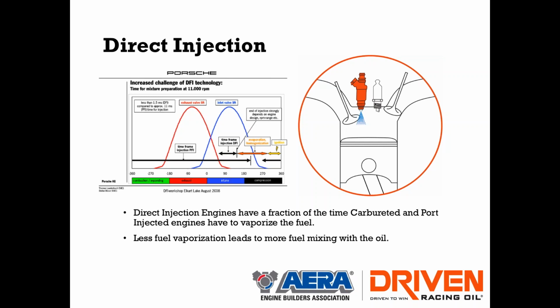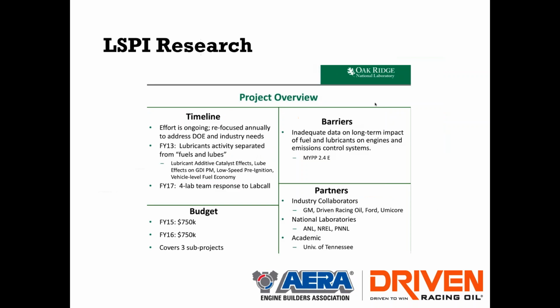So that's the real fundamental thing I want everybody to keep in mind here: these DI engines, while they're incredibly efficient and the high pressure injection does a great job at atomization, when you have low engine temperature and low engine speeds, there's a low amount of time for the fuel to vaporize, and we end up with higher levels of fuel dilution. That's one of the real contributors to this issue. And that's all been proven out through the work we've done with Oak Ridge National Lab. We've been involved in this program with them for a couple of years now.